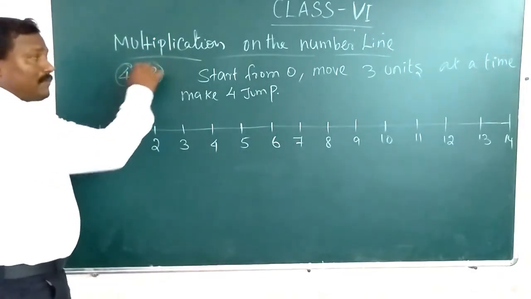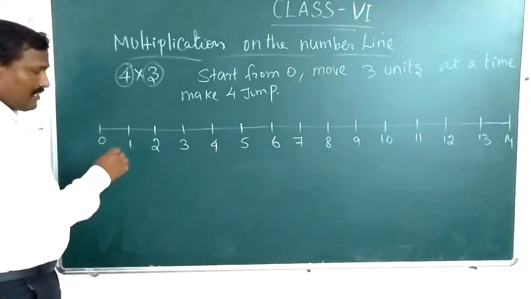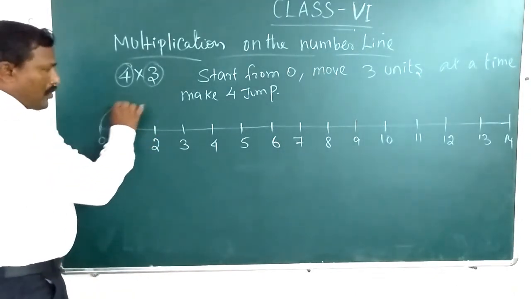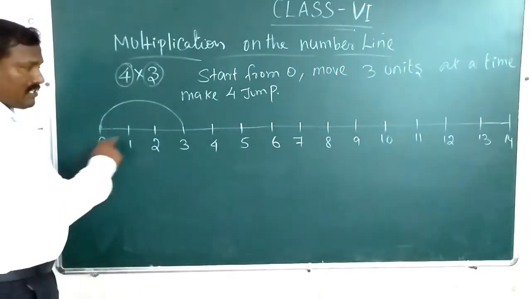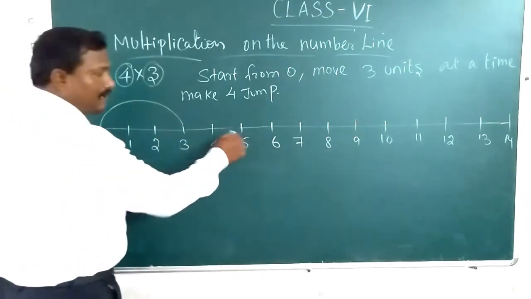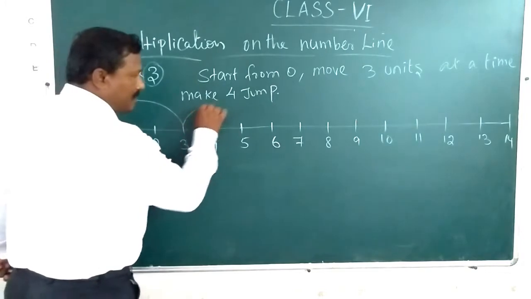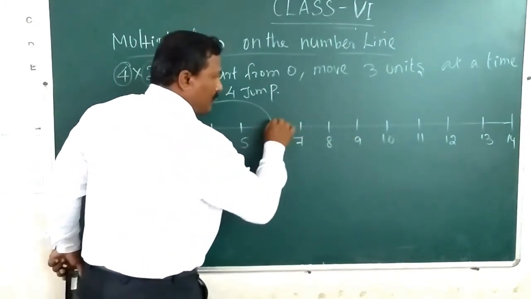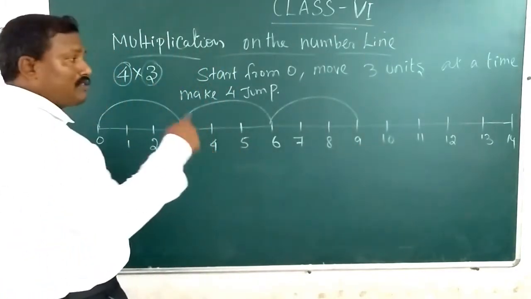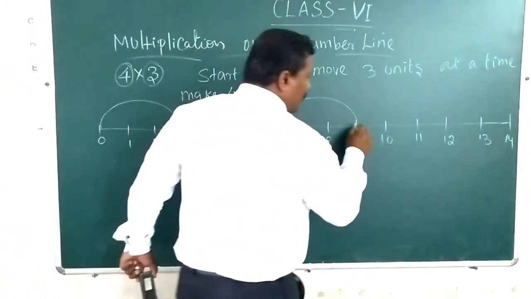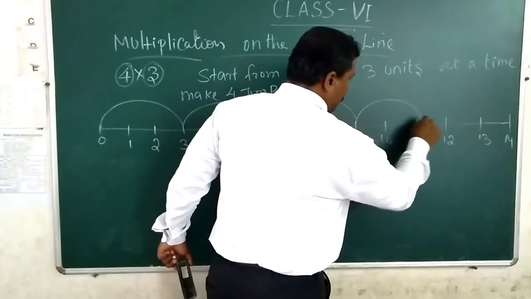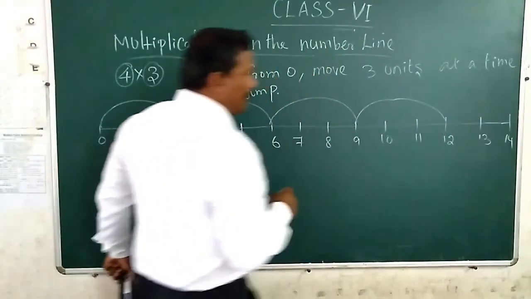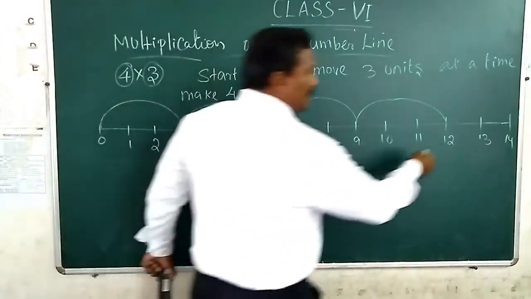But for each jump you have to give 3 spaces. 3 unit spaces. So 1, 2, 3. So 3 unit spaces is 1 jump. Then another 3 unit spaces, 1, 2, 3. So that is the second jump. Then another 3 unit spaces, 1, 2, 3. So another jump. Like this, you have to jump 4 times. So 4 jumps. Then finally you reach 12.